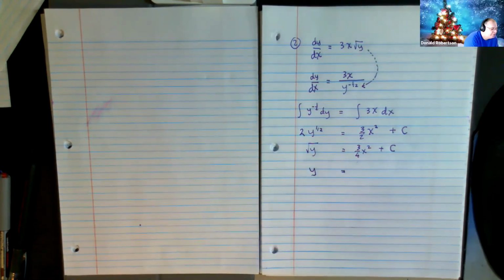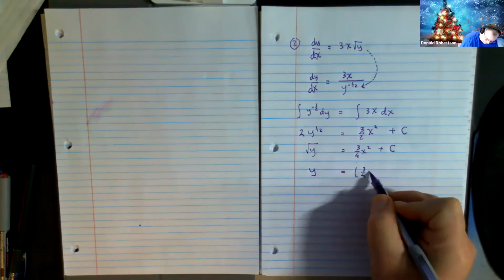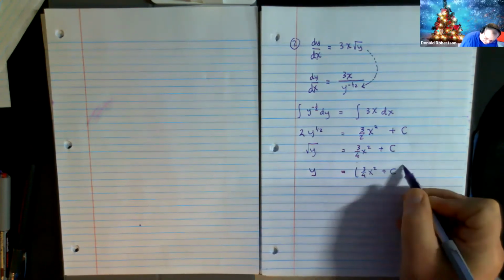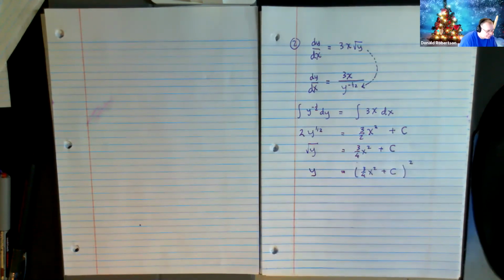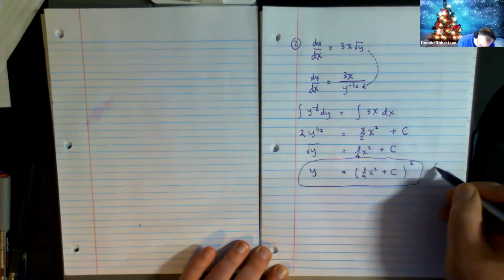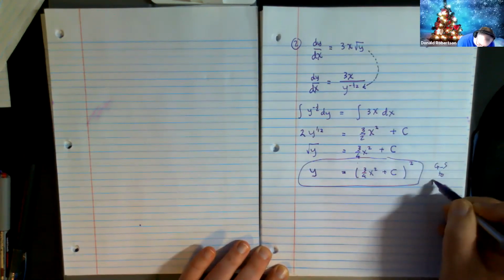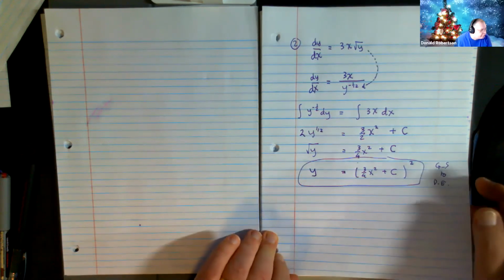There's just one thing to do now. We're finished. So what do I do to both sides? Square them. And do you notice that it's the whole package being squared? It's not this squared plus c squared or any other thing. It's the whole thing being squared. And that is the general solution to this differential equation. So that one didn't really involve that much at all.